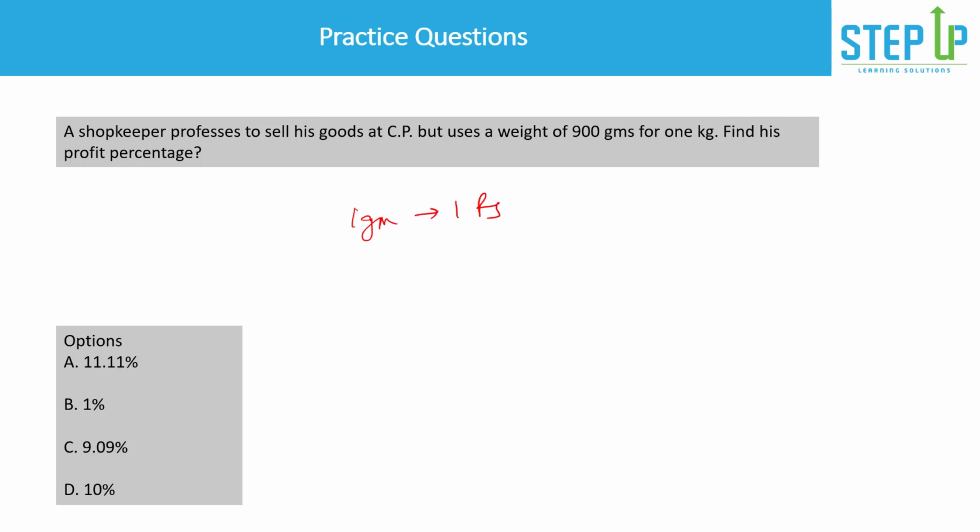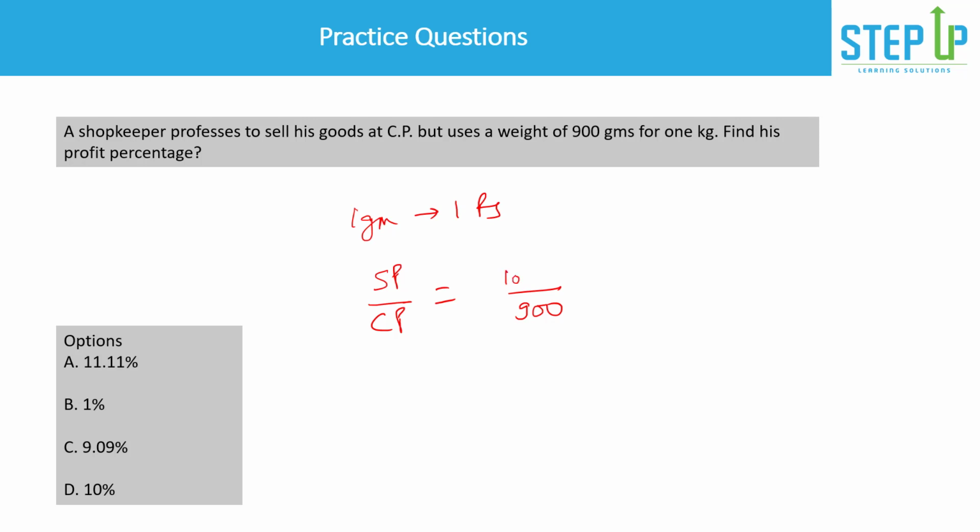In this case we will write in the SP by CP format. My cost price would be 900, because I'm giving him 900 grams and I'm saying I'm selling you at cost price. And I am giving you, so I'll say this is 1 kg, and I'll charge you for 1 kg.